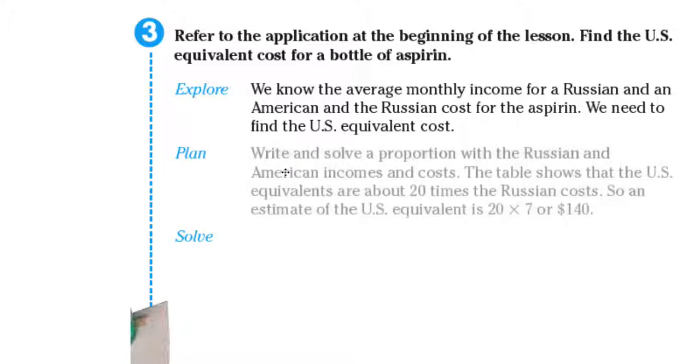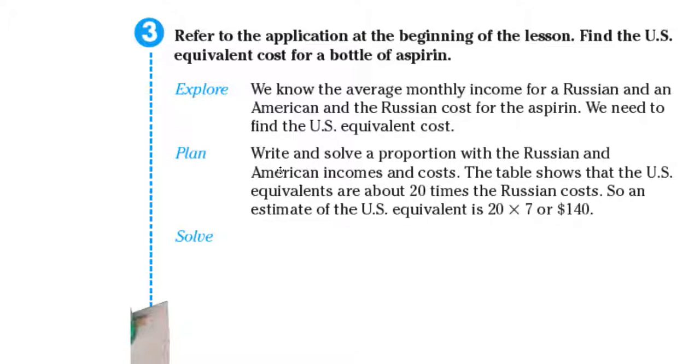Okay, so to be able to solve this, we use proportions. Write and solve a proportion with the Russian and American incomes and costs. The table shows that the US equivalents are about 20 times the Russian costs. So an estimate of the US equivalent is 20 times 7, or $140. Okay, so let's solve this.